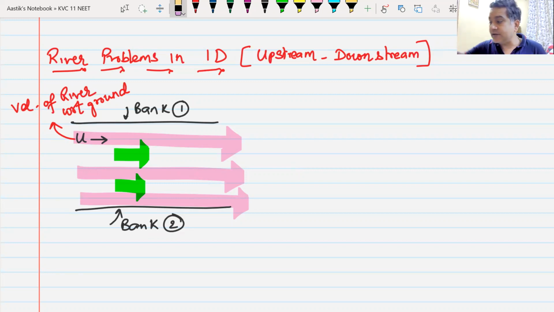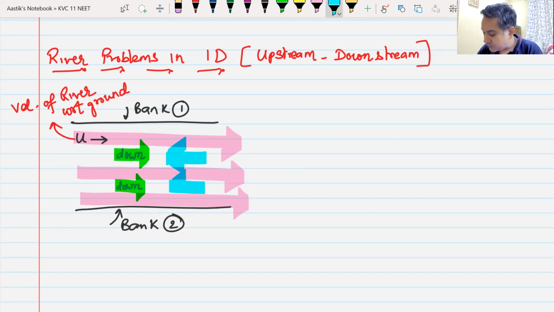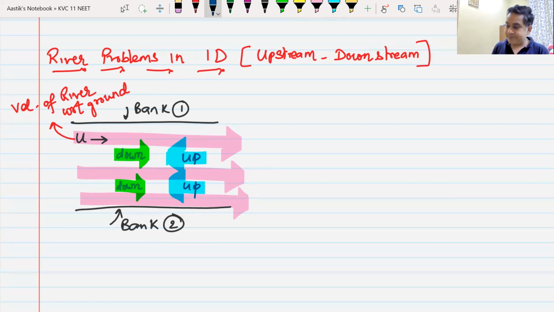If they are moving in the green direction, I say that they are moving downstream. This is known as downstream. When I say downstream, they are moving with the direction of river flow. And if they are moving opposite to the direction of river flow, I call it upstream. Do we understand upstream and downstream? In both the cases, what is given to you normally is V.